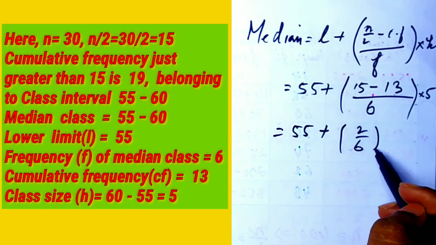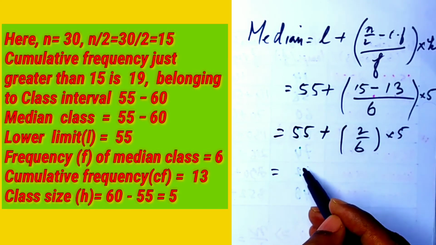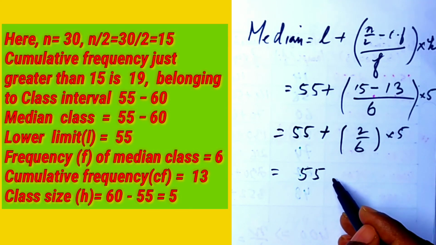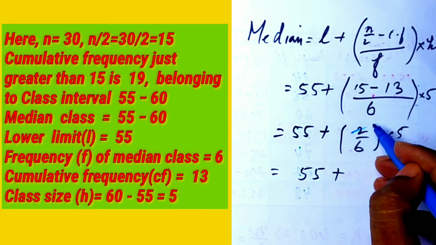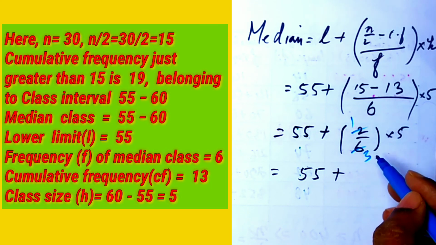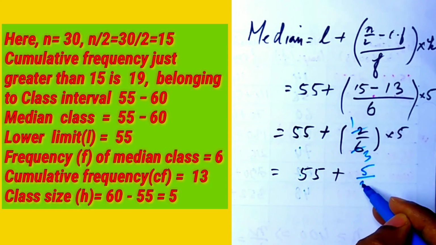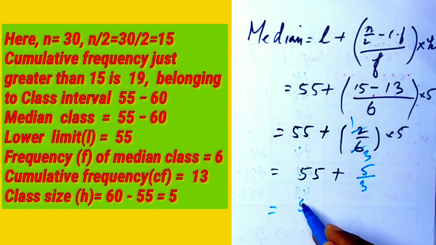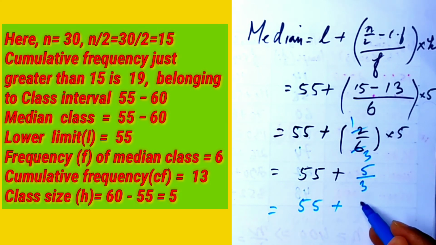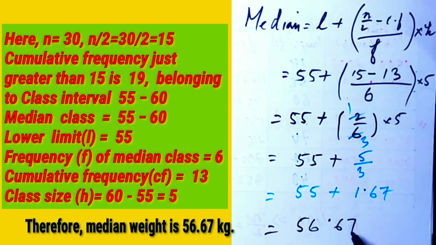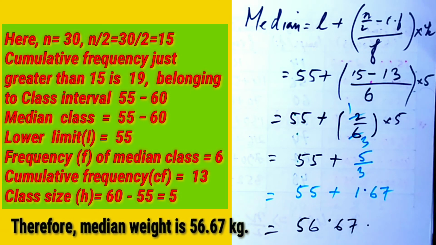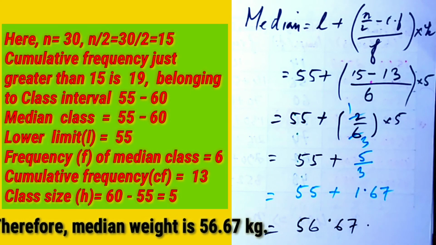So we calculate it here: 55 plus 2 by 6 into 5, which is equal to 55 plus, we can divide it, 2 1s are 2, 2 3s are 6, so it is equal to 5 by 3. So after dividing, we will get 1.67. So the sum of these two will be 56.67. Therefore the median weight is 56.67, which is our answer.